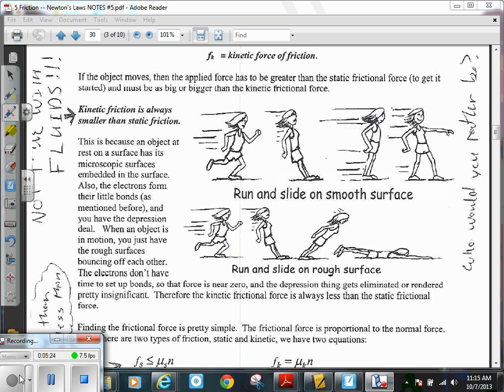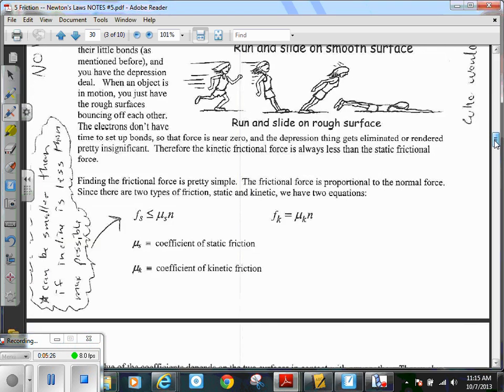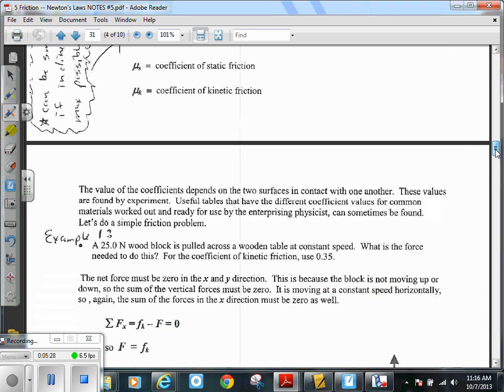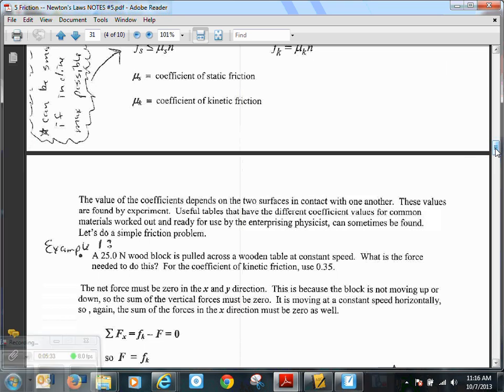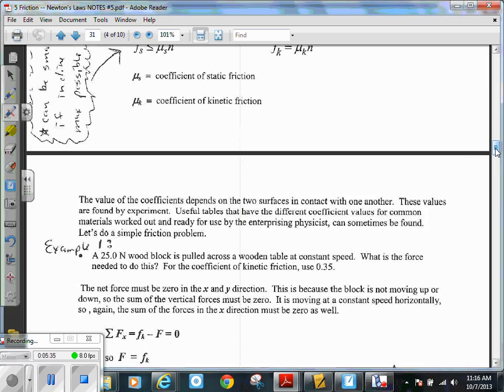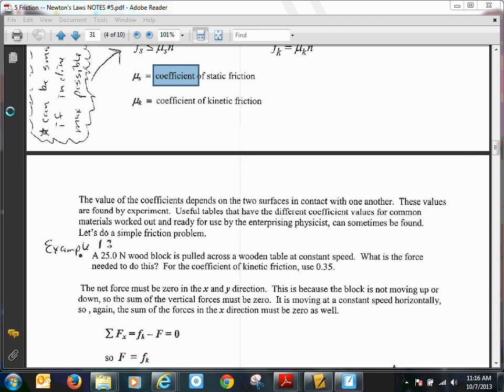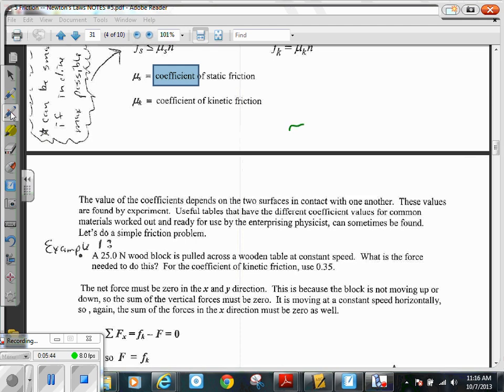Okay, so we go down a little further in the packet, we can see this coefficient of static friction, coefficient of kinetic friction. Now, what does the coefficient mean? Well, I'll explain it here to you. Let's say that I have a surface that is like this, and I'm rubbing it against a surface that is like this. There's going to be some friction there, right?